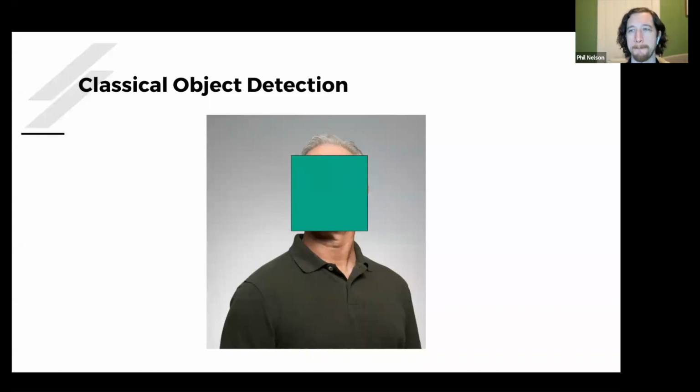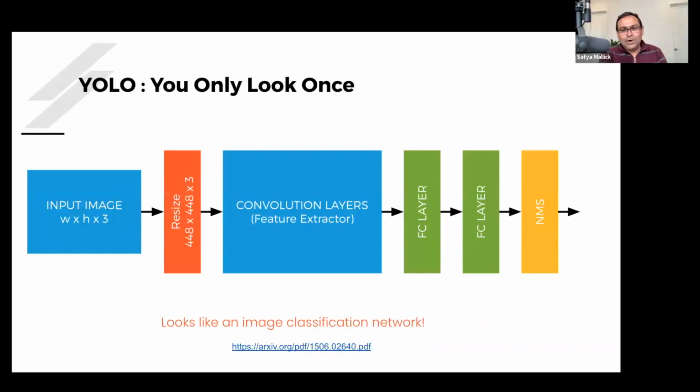Yeah. Right. So now the first YOLO architecture was something like this, right? You have an input image, you resize it to 448 by 448 by 3, and then you have some convolutional layers, and then you have some fully connected layers, and then you do non-maximum suppression on top of it. Now, if you don't understand these terms, it doesn't matter.